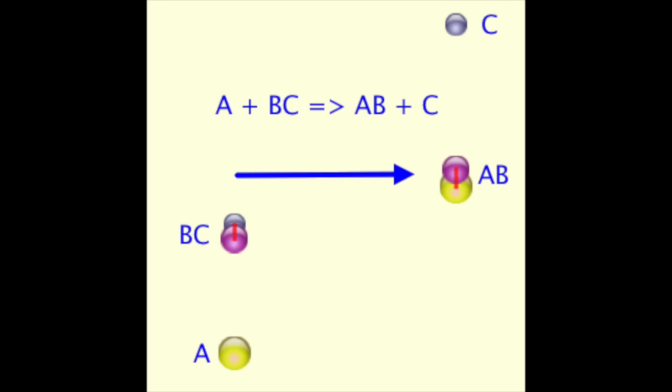What does it require? In order to make this reaction happen, you've got to start forming a bond between A and B while you start breaking a bond between B and C. And that takes some energy input to break that BC bond. And that energy is in the form of activation energy. And so we'll do a little demonstration in a second to show what that actually means in practice.